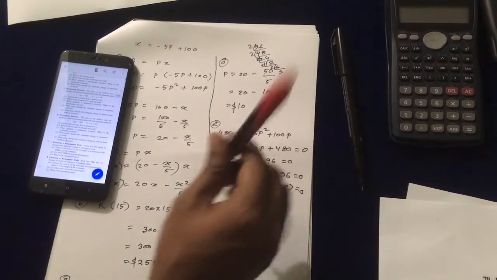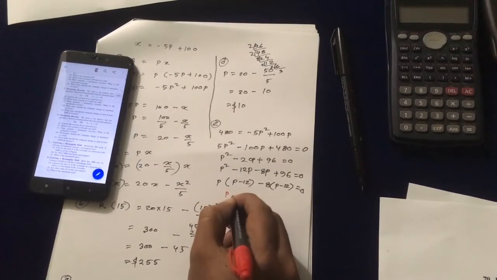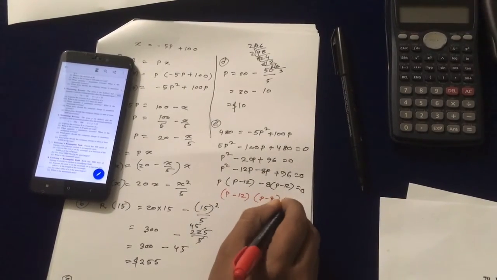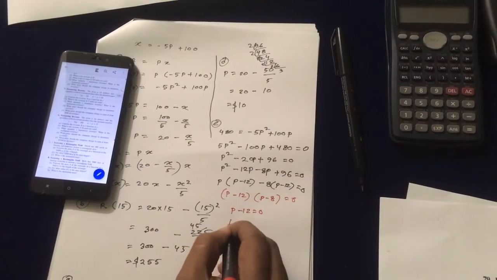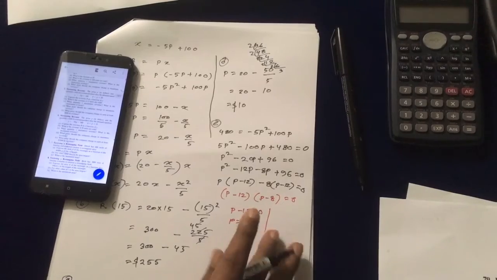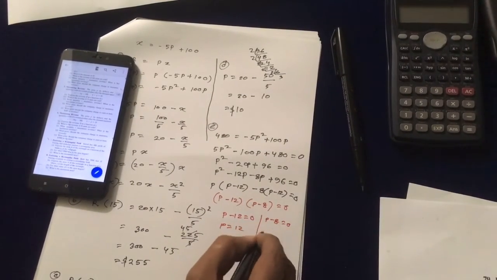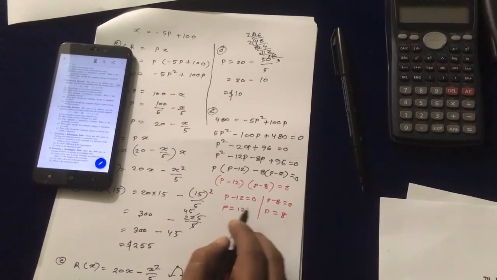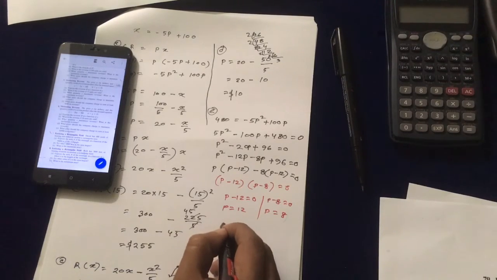I should use another color here because there is another thing here. So 12, then p minus 8 equals 0. So from here we get p minus 12 equals 0. That means p equals 12. This is one answer. Another answer is p minus 8 equals 0. So p equals 8, another answer. That means the price should be from $8 to $12.